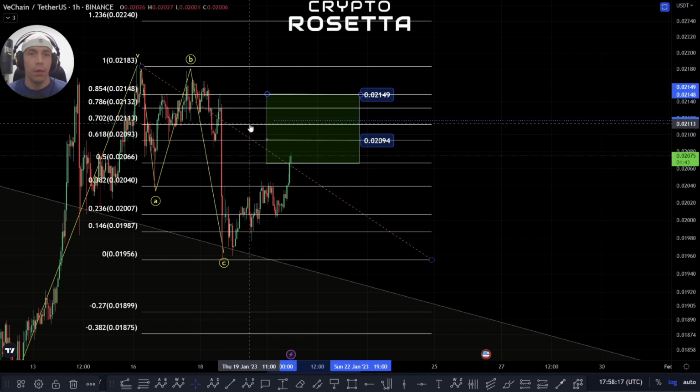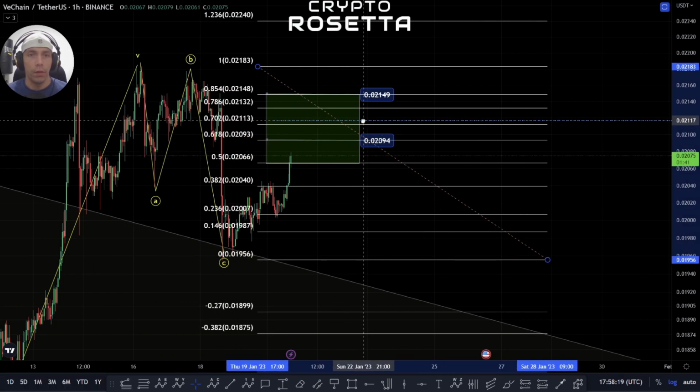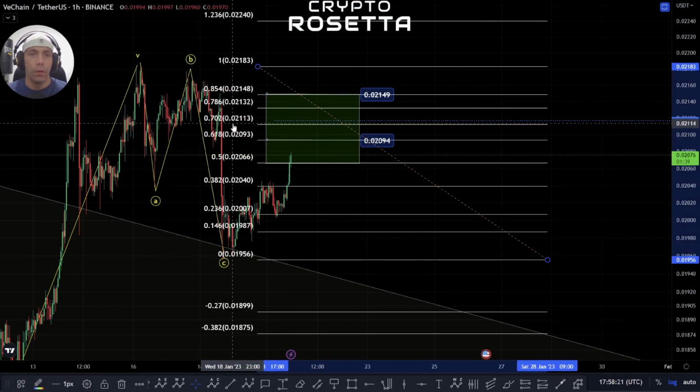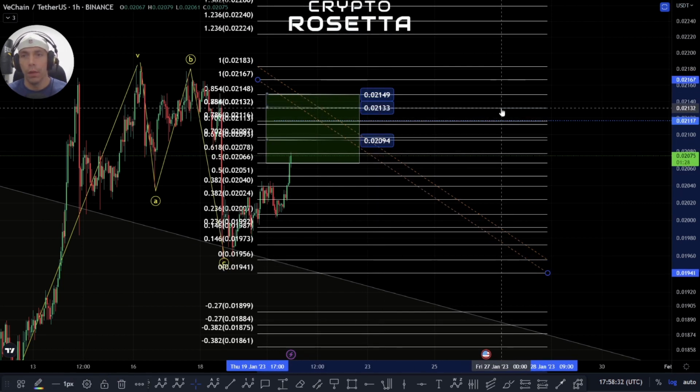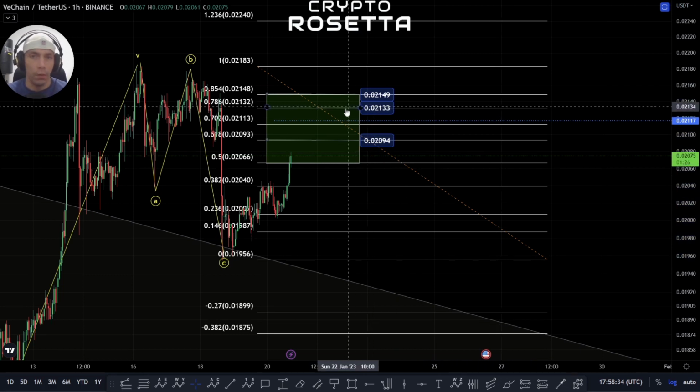So some other areas that you can see on the left hand side here is the 702, the 786, and the 854. That would be the highest we really want to go, is this top one here. But I mean, really, once we cross the 702 over there, effectively it starts to get less likely that we are in a B wave here.